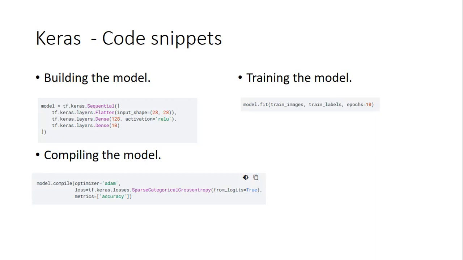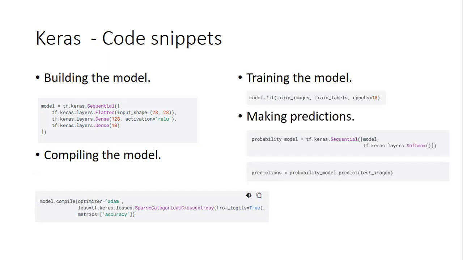So to train the model, you'll essentially say model.fit, and you give it the train images, train labels, and epochs. Train images are basically your inputs to the ANN, and train labels are the outputs to the ANN. And you are saying that you want to train for 10 epochs. Finally, this training stage takes a bit of time.